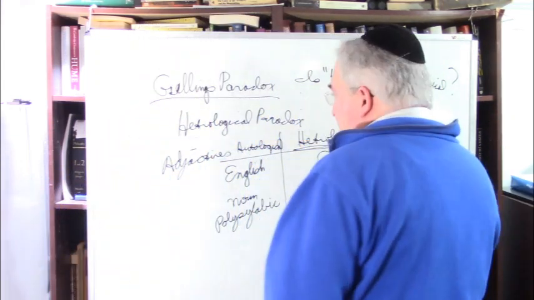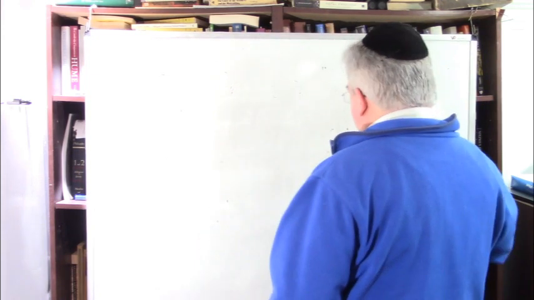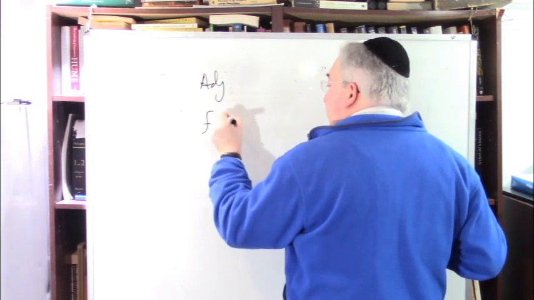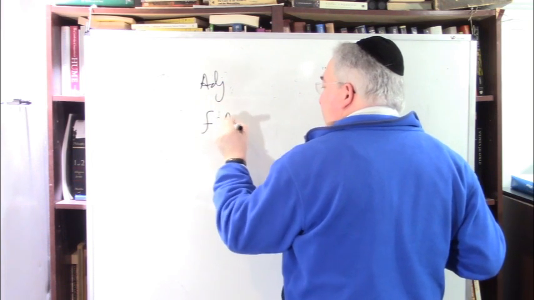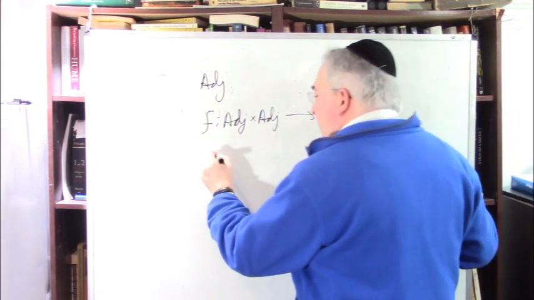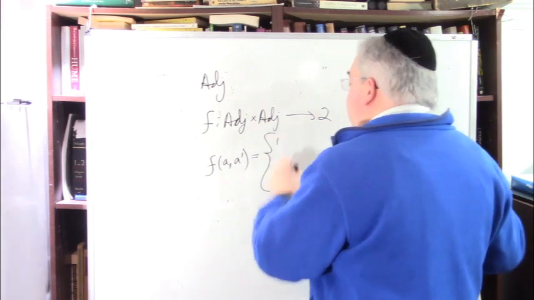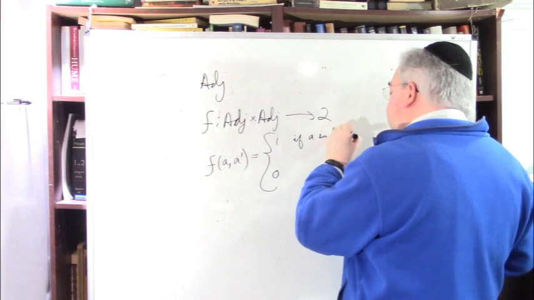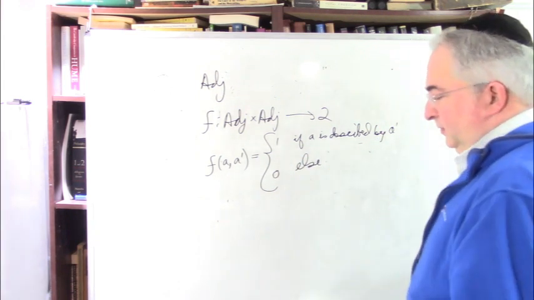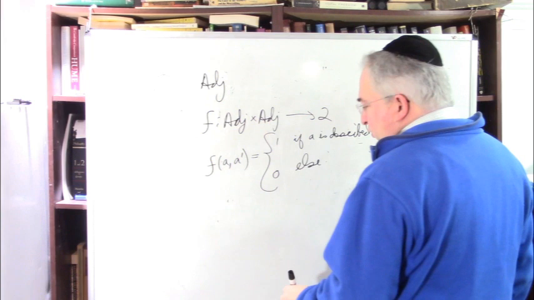We're going to do this a little bit quicker, almost the same way as before. You have a set called adjectives, and you have a function f from adjectives cross adjectives to the set 2. Basically f of a, an adjective, and a prime, an adjective, is equal to one of two things, 1 or 0: 1 if a is described by a prime, else 0. Now we do the same thing as we did before.